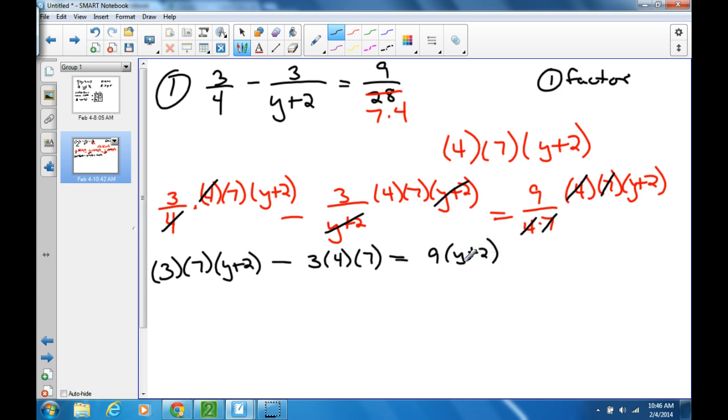Now, let's simplify all this out. What's 3 times 7? 21. So I'm going to change that to a 21, and I'm going to multiply that through this binomial. What do I have? 42. Good. What is 3 times 4 times 7? 12, which is 84. Good. And then the next one, 9, yep, 9y plus 18.